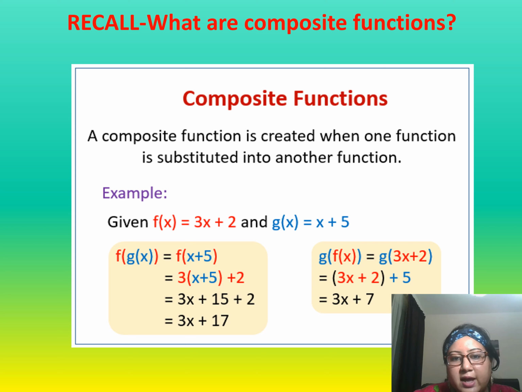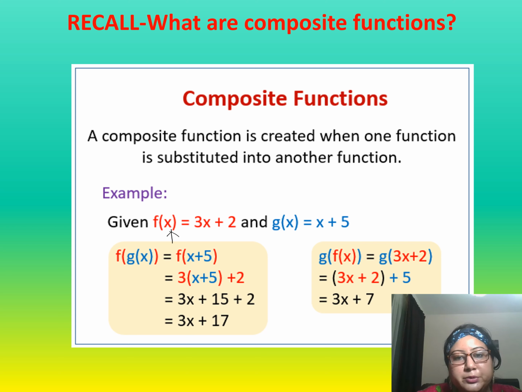So wherever there is x in this function f(x), I'm going to be substituting in place of x the g(x) function. So let's do that. So f of g(x) is going to be f of x plus 5. Now, to evaluate f of x plus 5, we need to go to the definition of the function f(x). And wherever there is x, I'm going to be replacing that with x plus 5.